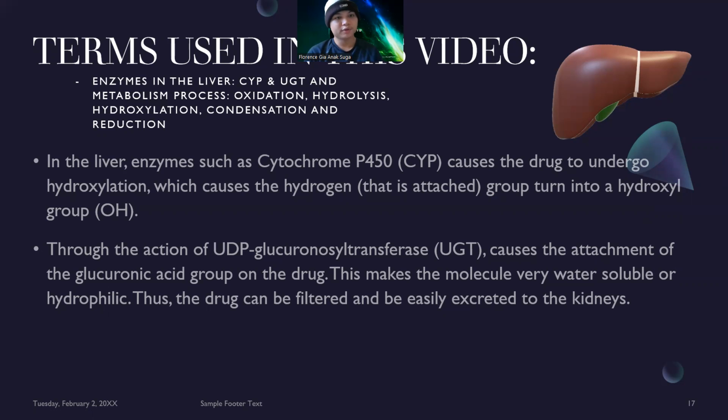So in the liver, enzymes such as cytochrome P450, known as CYP, cause the drug to undergo hydroxylation, which causes a hydrogen attached to the group to turn into a hydroxyl group. Through the action of UDP glucuronosyltransferase, known as UGT, a glucuronic acid group is attached to the drug. This makes the molecule very water soluble, or hydrophilic. Thus the drug can be filtered and easily excreted by the kidneys.